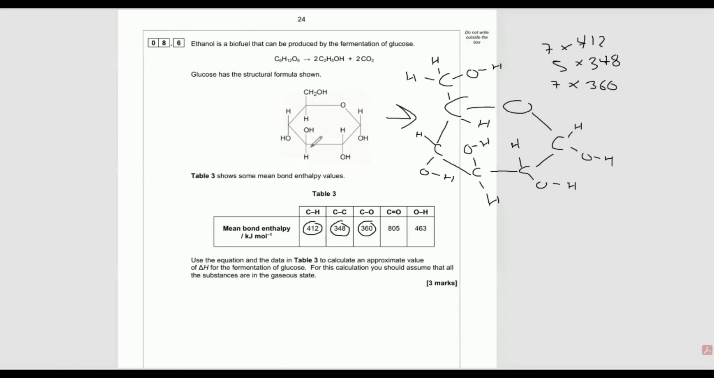And then we've got the O-H bond there. We've got 1, 2, 3, 4, 5. So 5 times 463. And this is going to give us a total of 9459. And that is our bond breaking. And we want to minus our bond making. So now we need to work out the bond making.